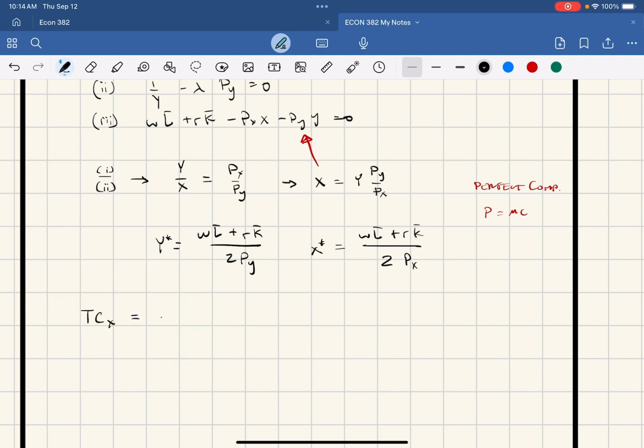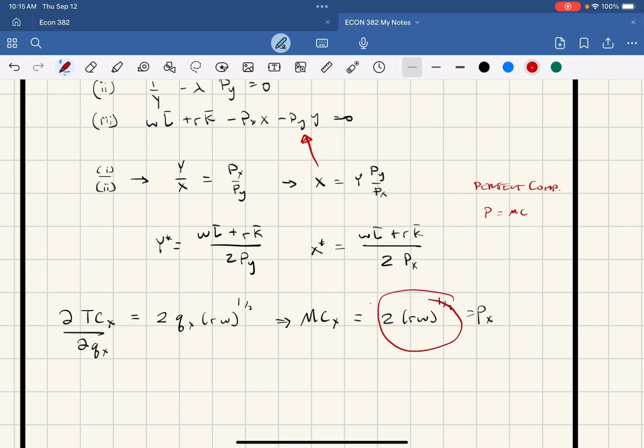And the total cost of X, as we showed, was 2QX RW to the 1/2. Now I can take the partial derivative of this with respect to quantity, and that's going to equal my marginal cost of X, which is equal to 2 RW to the 1/2. And then I can set that equal to P of X.